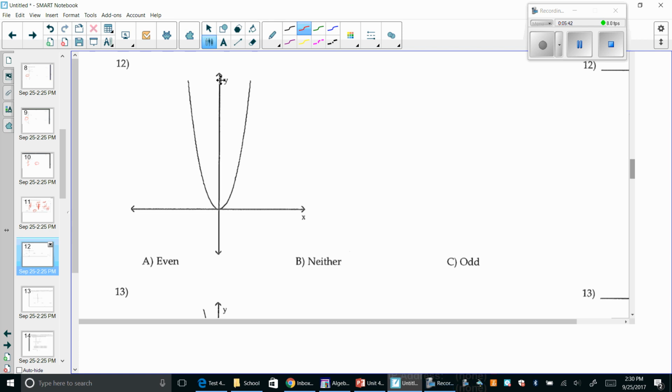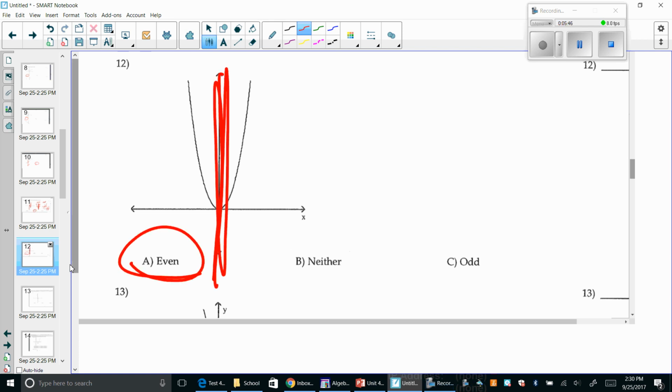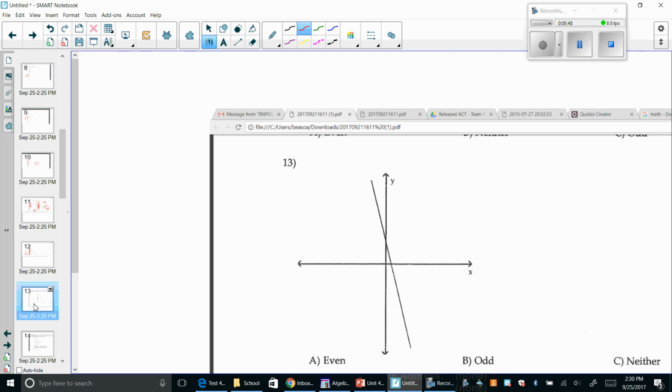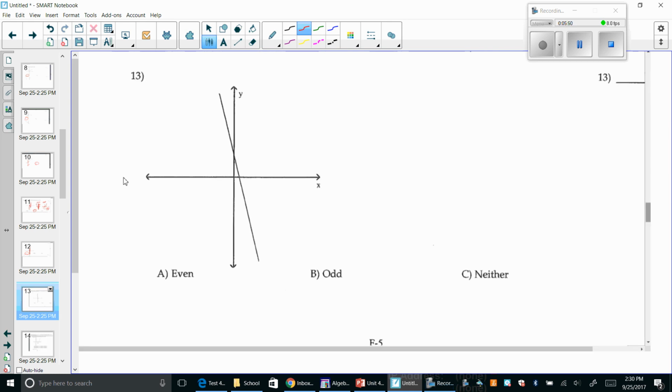Number 12, it looks like to me that this y-axis is cutting it in the middle, so that is even. And number 13, this appears to be neither. The y-axis is not cutting it in half, and it's not rotated, so that's a neither.